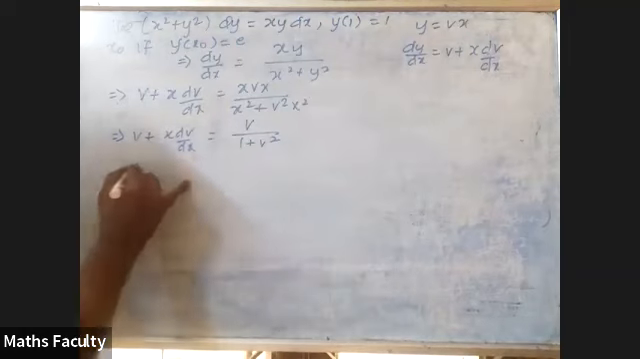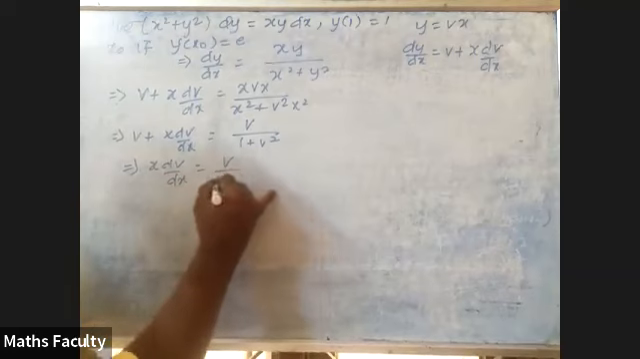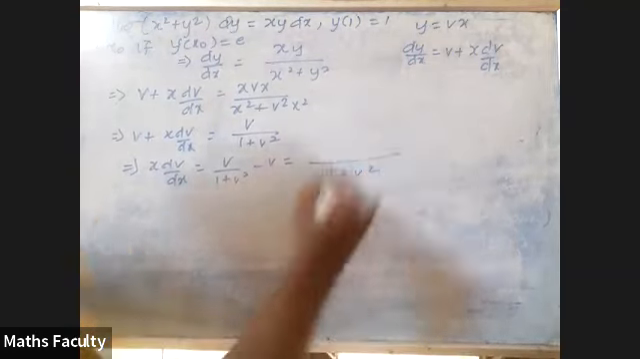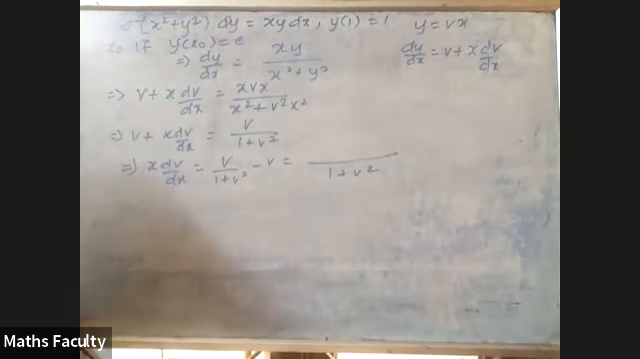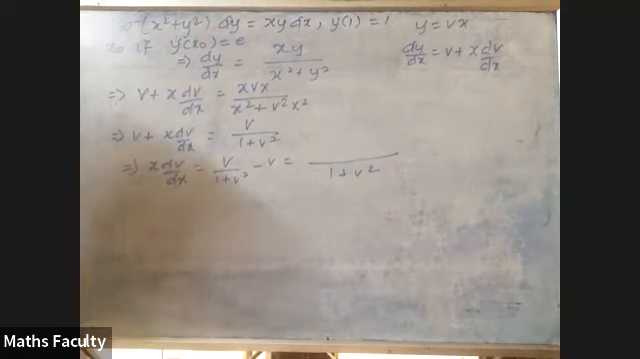Bring this v that side, we'll get x dv by dx is equals to v divided by 1 plus v square minus v. Let us take LCM, 1 plus v square. Now we have x dv by dx is equals to taking LCM. So what happens?